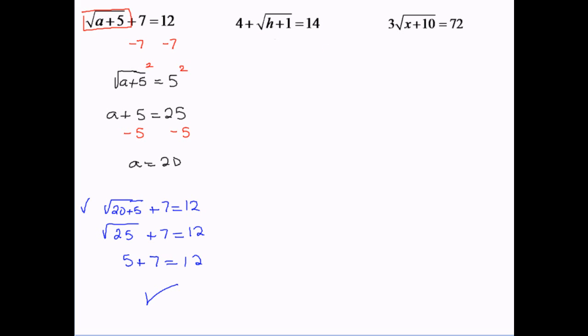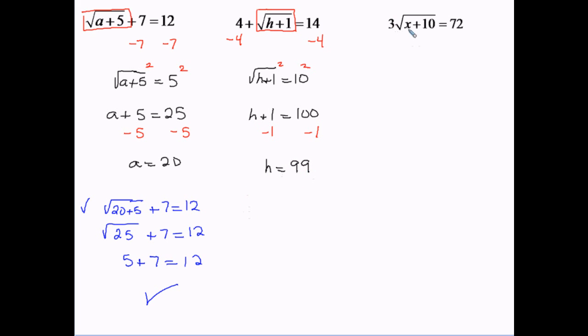Here I have my radicand, and 4 is being added in the front, so I need to subtract 4 from both sides, and I have the square root of h plus 1 is equal to 10. Square those. H plus 1 is equal to 100. Subtract 1, and you get that h is equal to 99.